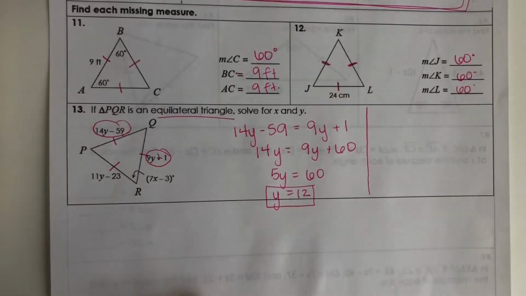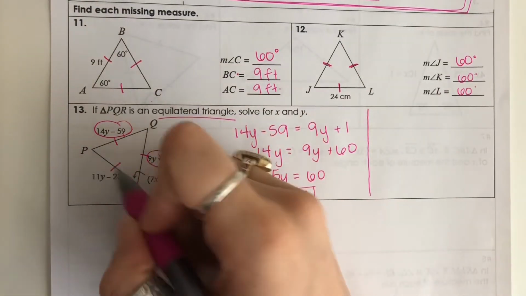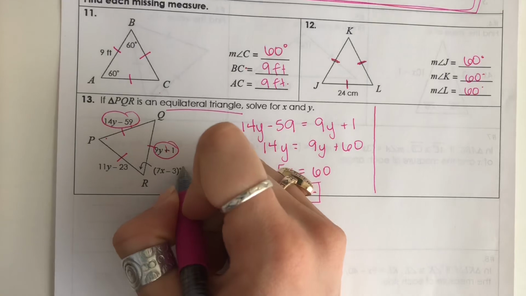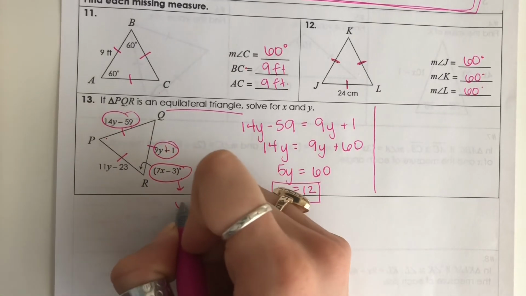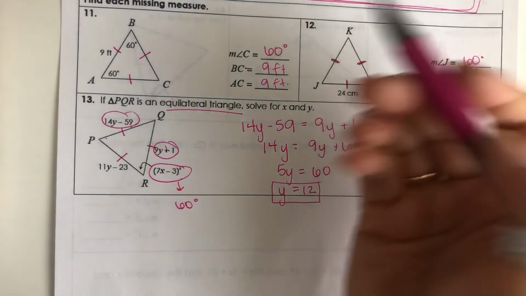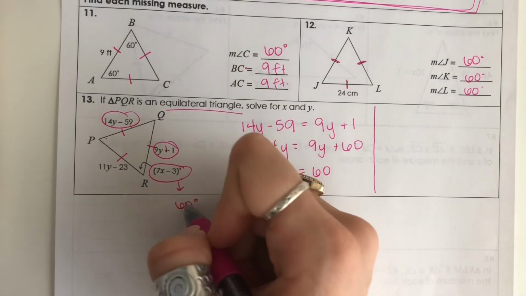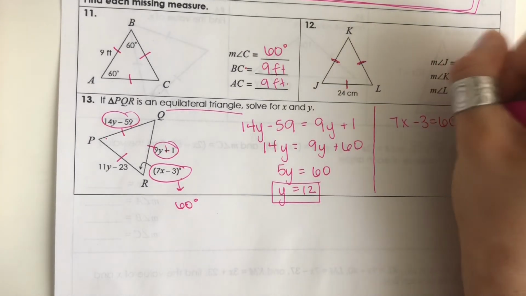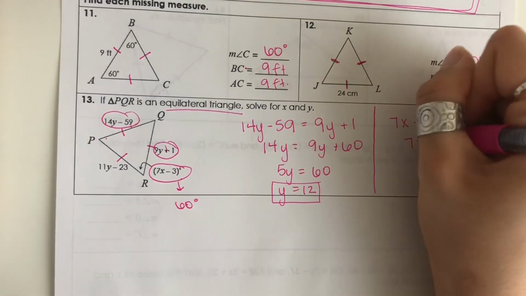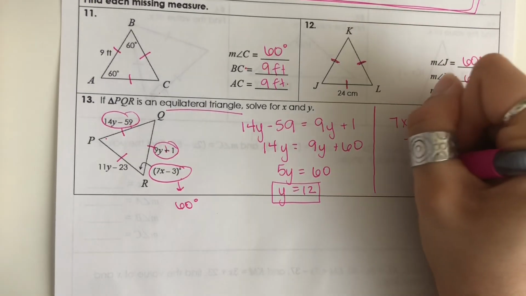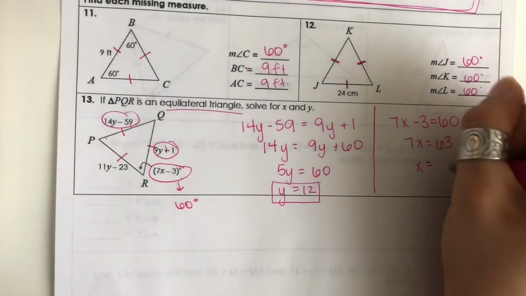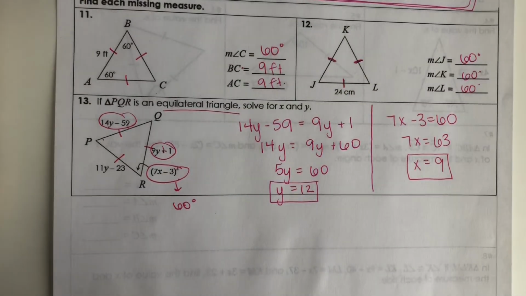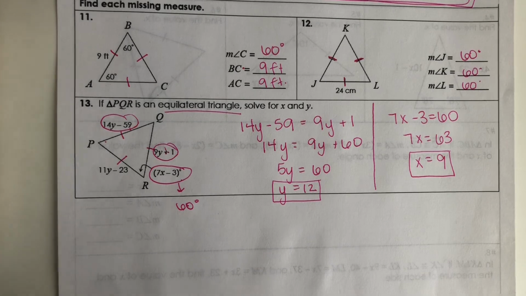Now we want to solve for x. I know that this is an equilateral triangle, which means that all of my angles have to be 60 degrees. So we can just take 7x minus 3 and set it equal to 60 and solve. So you get 7x equals 63. So x equals 63 divided by 7, which is 9. So there you go. Equilateral triangles are a lot easier.